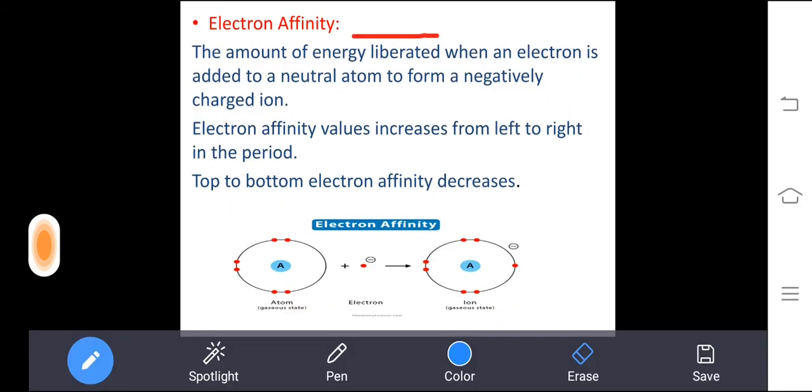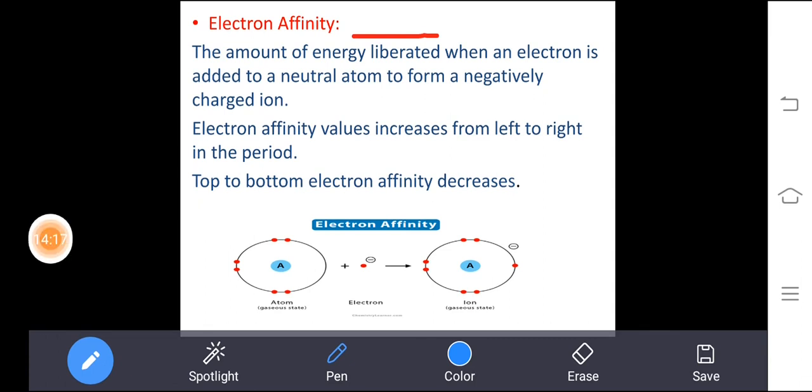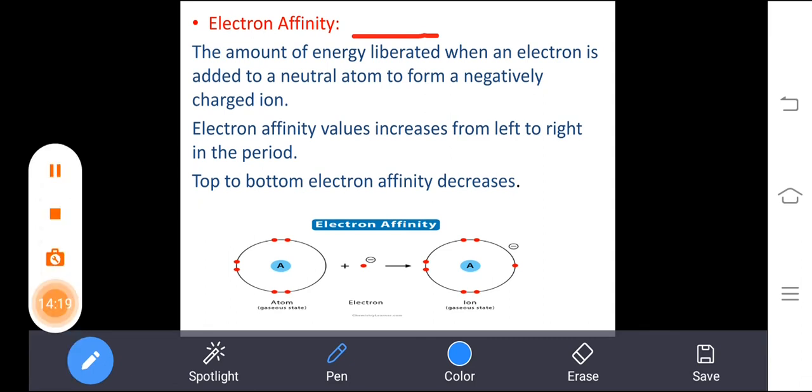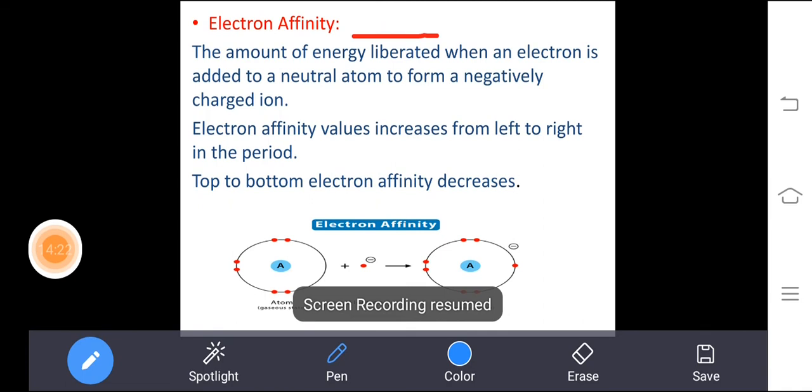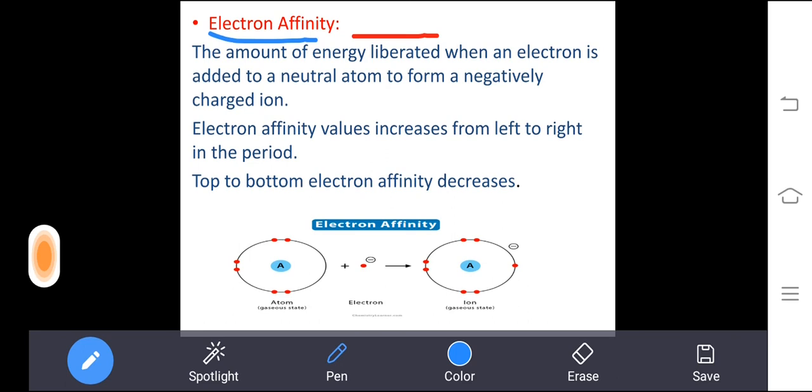Then electron affinity. What is the electron affinity? The amount of energy liberated when an electron is added to a neutral atom to form a negatively charged ion. That we can call the electron affinity. So the electronegativity we discussed, and this is the electron affinity. Electron affinity values increase from left to right.